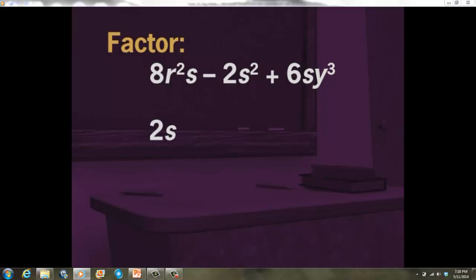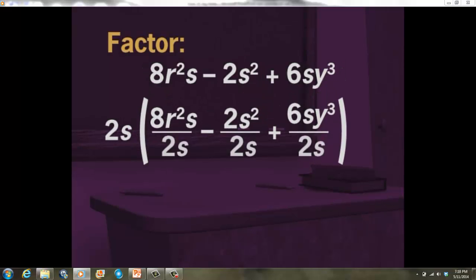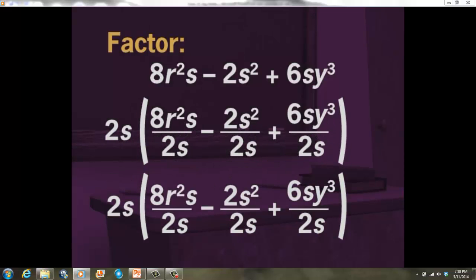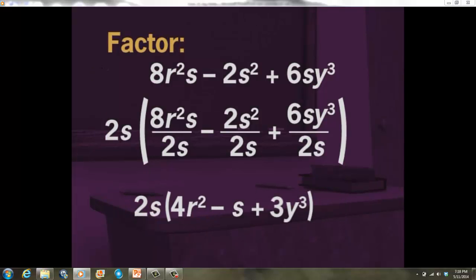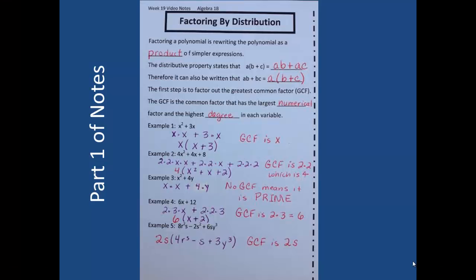Now, we divide all 3 terms by 2s to get the other factor. It's 4r squared minus s plus 3y cubed. This is what the first page of your completed notes should look like. If needed, please take a moment to pause and catch up. I would specifically like you to indicate what the greatest common factor is in each of the 5 examples.